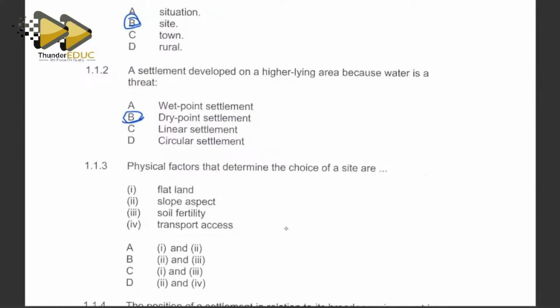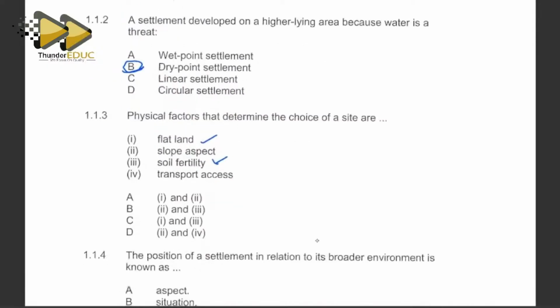Physical factors that determine the choice of a site. Now, looking at physical factors, we're looking at natural factors. We can advocate for flatland, and we can also advocate for soil fertility as a physical factor. Though slope aspect also qualifies as a physical factor, we're trying to highlight the most important factors that determine the location of a settlement here, which are natural or physical. So we opt for item 1 and item 3, which is giving us a response at C.